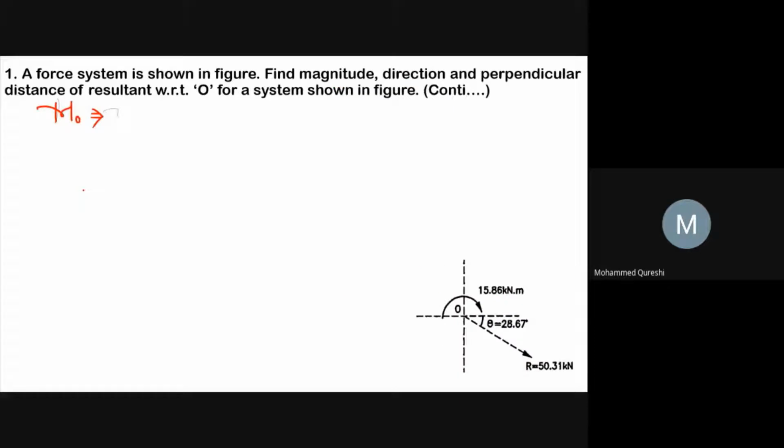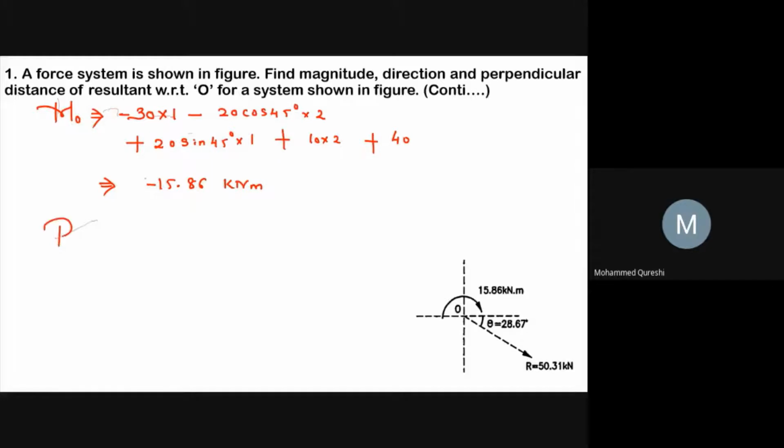So I will write over all these figure. Our first is -30 into 1, then -20 cos 45 degree into 2, then plus 20 sin 45 degree into 1, plus 10 into 2, plus the moment is 40. So after solving, you will get the moment as minus 15.86 kilonewton into meter.